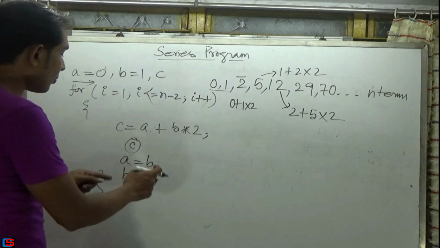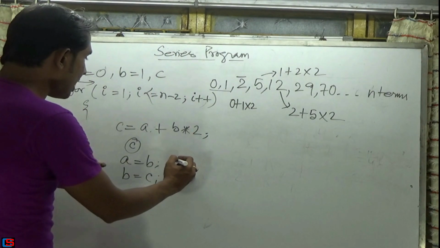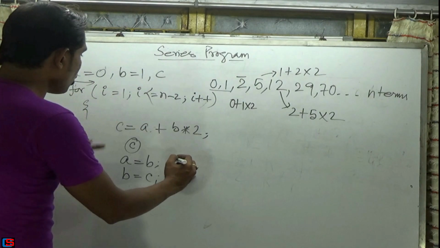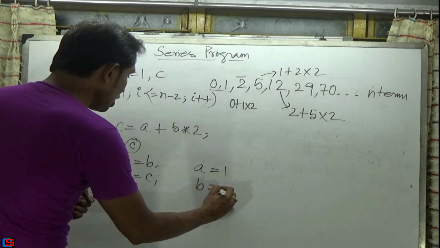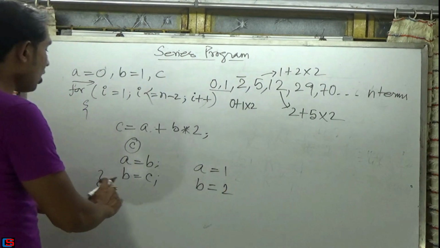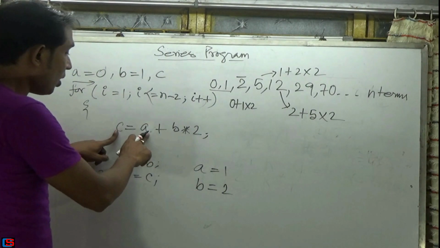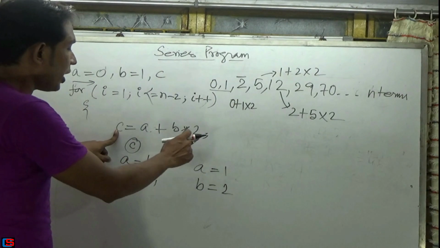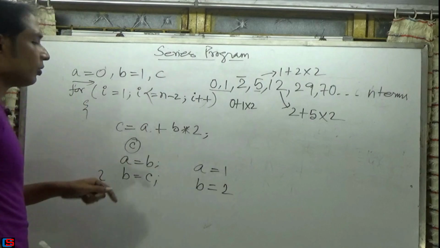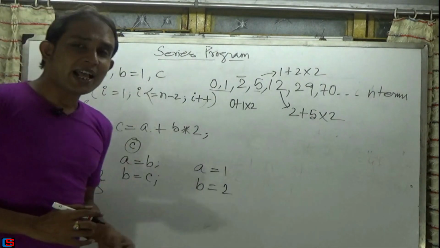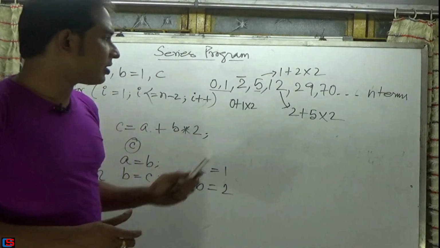And then a equals b, it means the value of a becomes the value of b, which is 1. So a becomes 1, and b equals c, and the value of c is 2. Now I run the loop again: 1 plus 2 into 2, it means 4 plus 1, that is 5. So 5 is printed here. In this way this Pell series is solved.